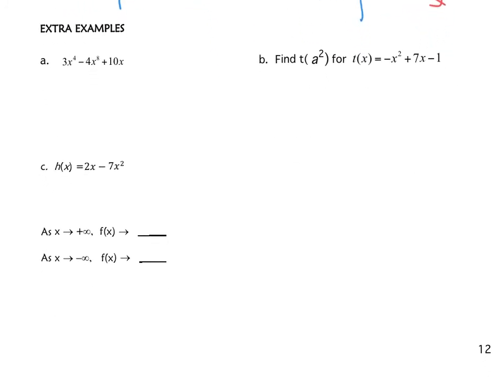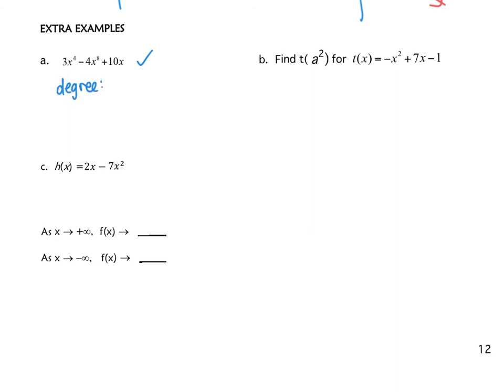For the first example, I want to know, is this a polynomial? Yes or no? And then we're going to find the degree and lead coefficient. So is this a polynomial? Yes, it is. We don't have any negative exponents. We only have one variable. We're not dividing by any variables. So yes, this is a polynomial.